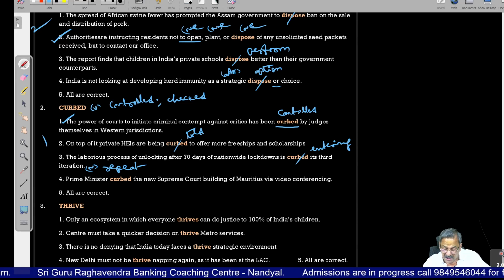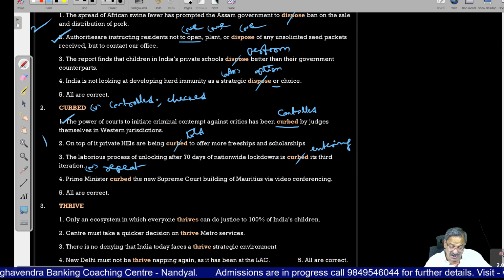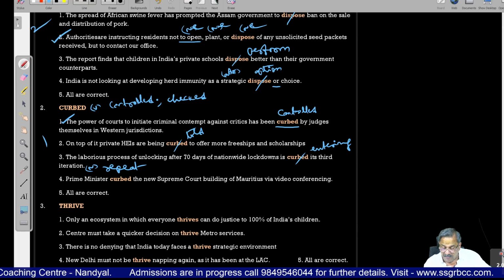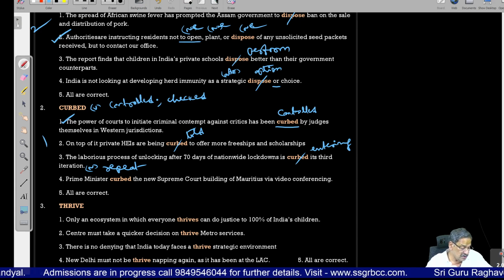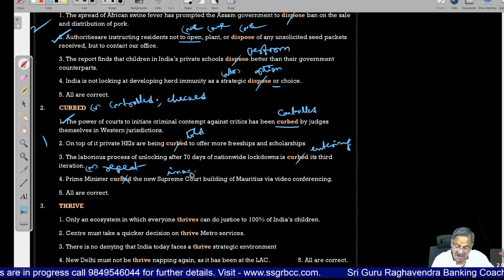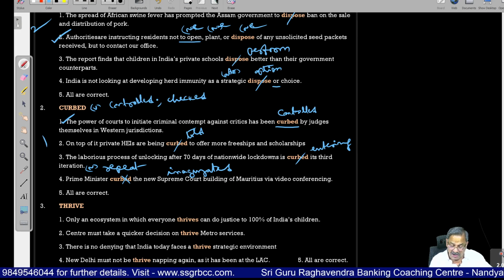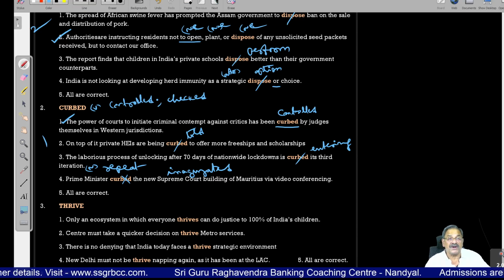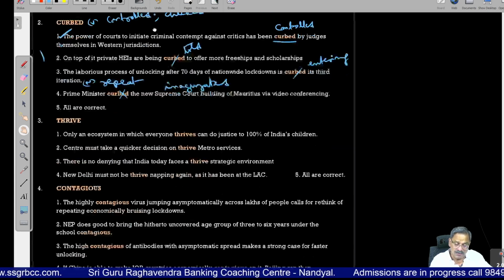Supreme Court building of Mauritius via video conferencing. Prime Minister opened the new Supreme Court building of Mauritius via video conferencing. Opened or launched, or even better, inaugurated, I-N-A-U-G-U-R-A-T-E-D. The Prime Minister inaugurated the new Supreme Court building of Mauritius via video conference. So, as per the meaning, we have to go for the correct word.